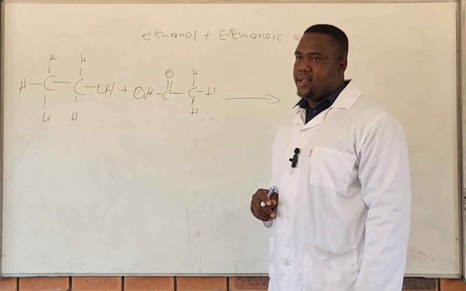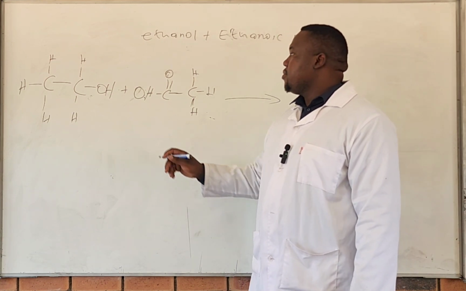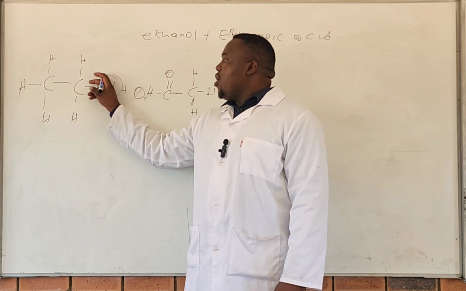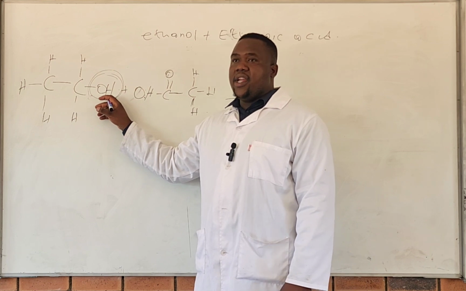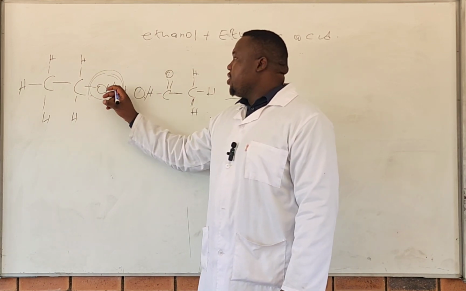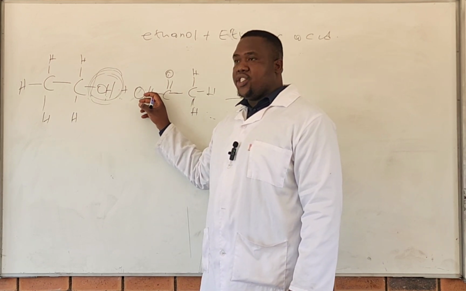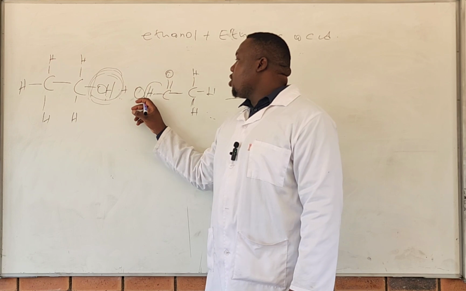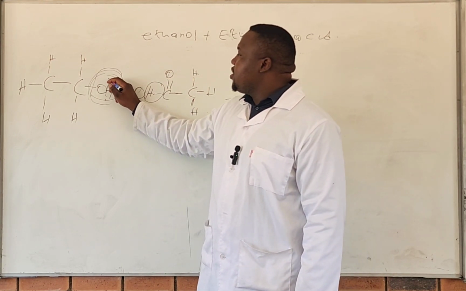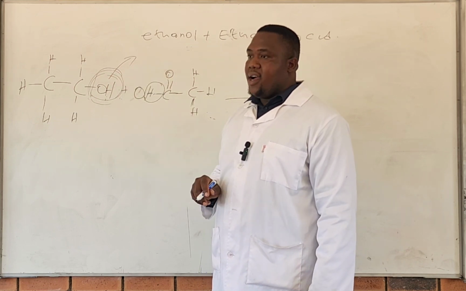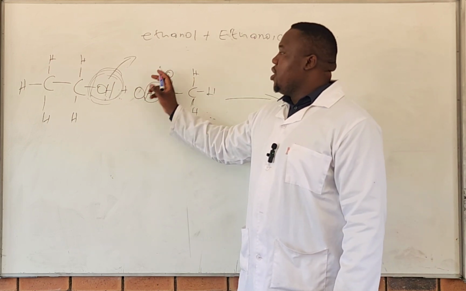So what is going to happen? This is what is going to happen. The OH from the alcohol is going to move out. It is going to detach. Then one hydrogen from the carboxylic acid is also going to move out. You understand? So it means that OH from the alcohol is going to move out, and one hydrogen from the carboxylic acid is going to move out.